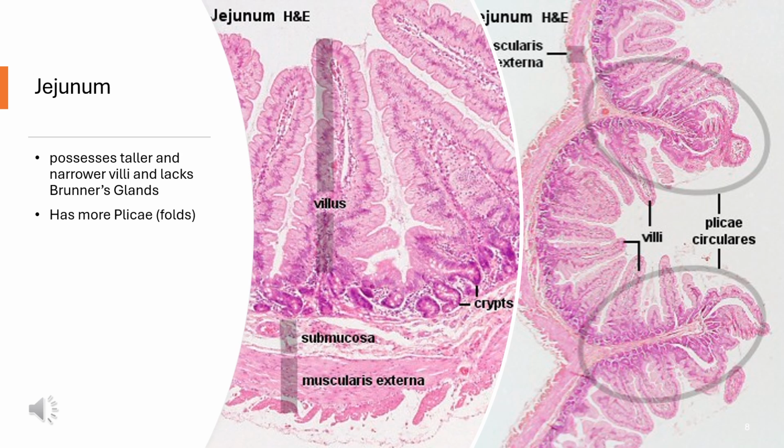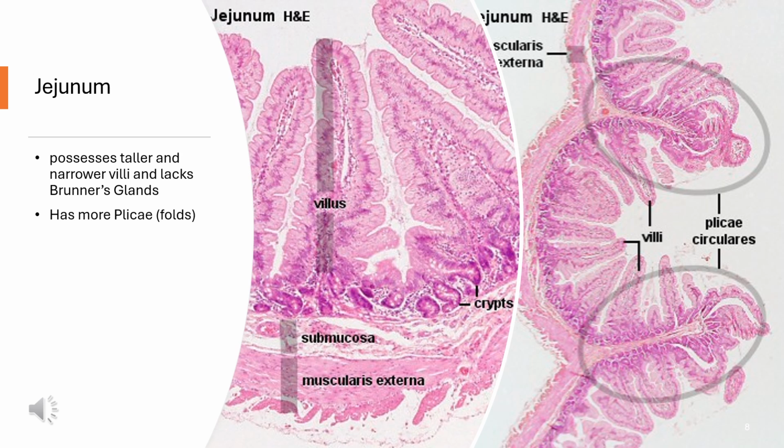So as you pass through the intestine and transition into the jejunum, you're going to find that you have no Brunner's glands. You don't have that unique gland from the duodenum in the jejunum because it has no function here. You're going to find that it actually changes a little bit where it looks taller. It's going to possess taller and narrower villi and lacks these Brunner's glands. But you will find that it has more plicae, so more folds, and that's to help with absorption.